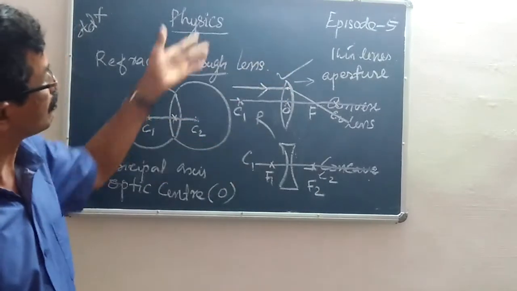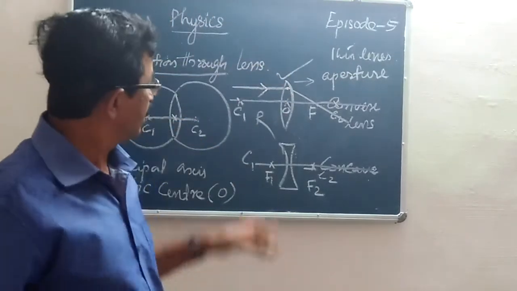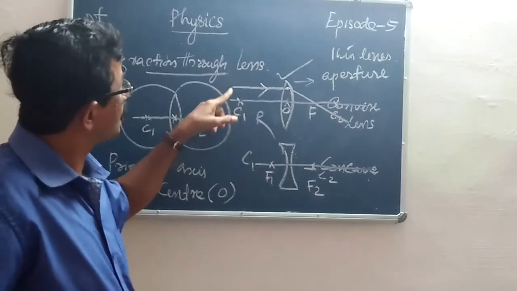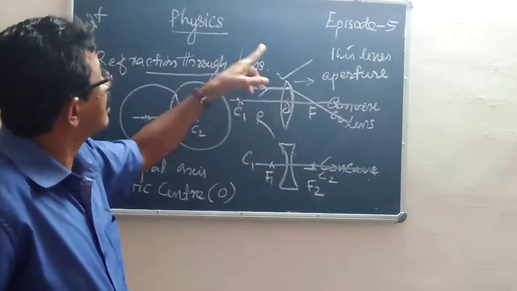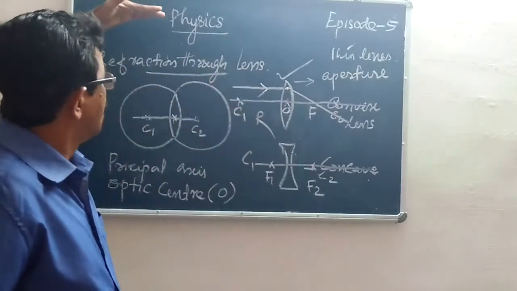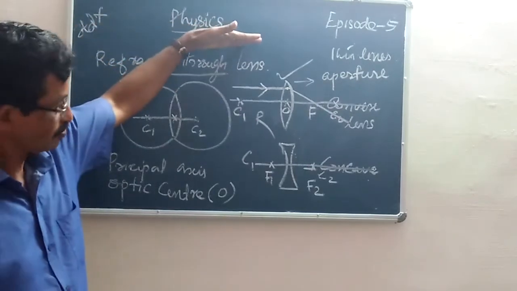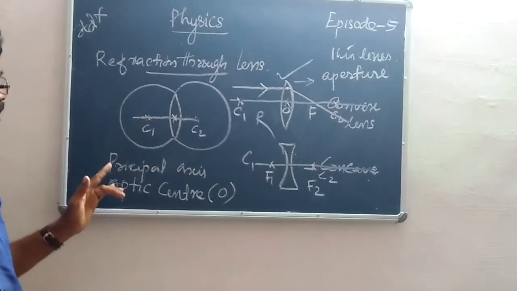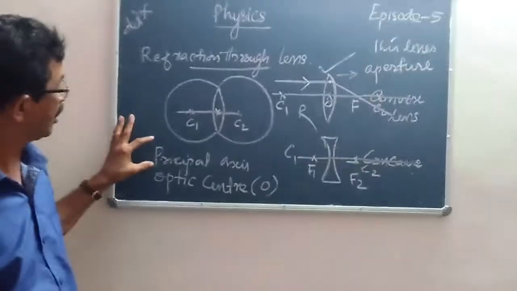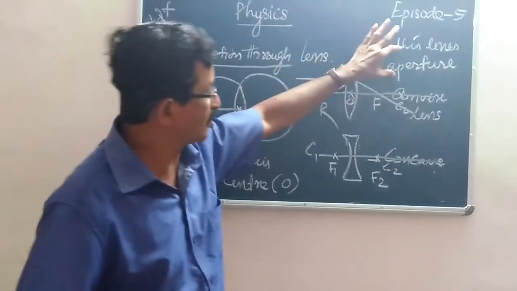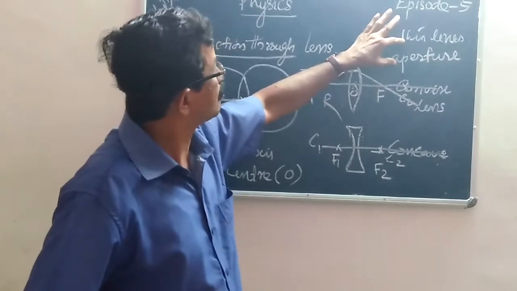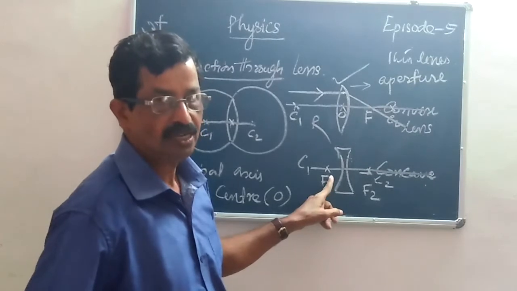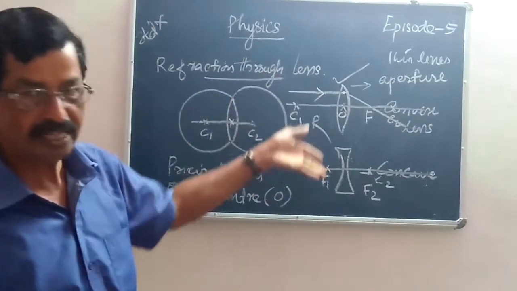Now, where do we see these lenses being used? In spectacles, and also magnifying glasses, and in some other cases we use this lens. Now the terms we discussed here once again are the principal axis, then optic center, then aperture, then principal focus, and also radius of curvature. Okay, now see, we can go to another point.